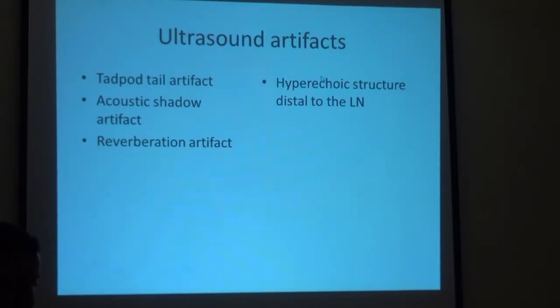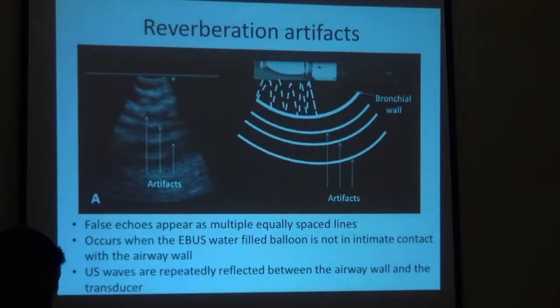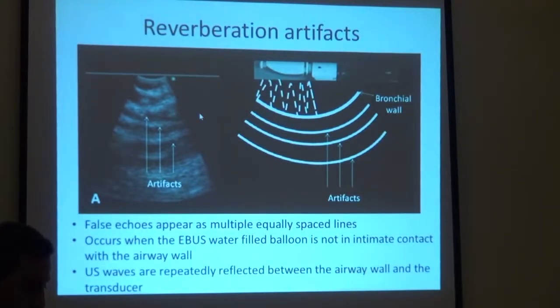The tadpole artifact, the acoustic shadow artifact, which are opposite, and the reverberation artifact, and usually it's because of hypo or hyperechoic structures in the lymph nodes. This is the reverberation artifact. Here it occurs usually with the balloon inflated. Okay, these are all false echoes. What's happening is that the ultrasound waves are hitting the water and then the bronchial wall, and you're having repeated movements and reverberation of the ultrasound waves, so you get a duplication. So these are all false echoes, okay?